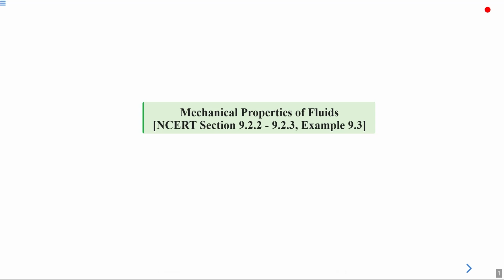Hello students, in today's lecture we are going to learn about mechanical properties of fluids, NCERT section 9.2.2 to 9.2.3. We will also solve an example 9.3.